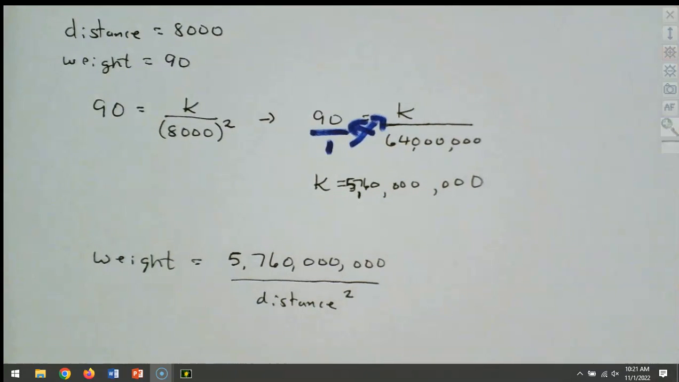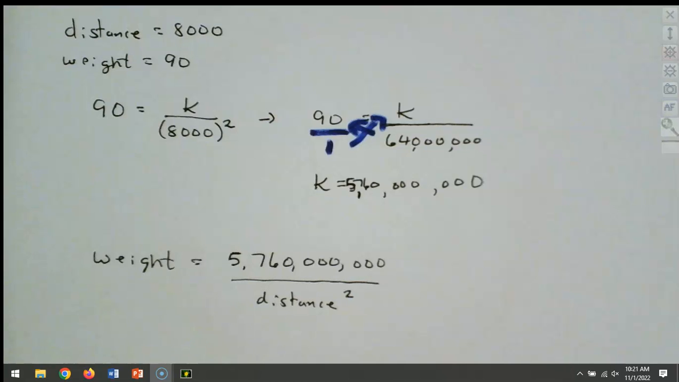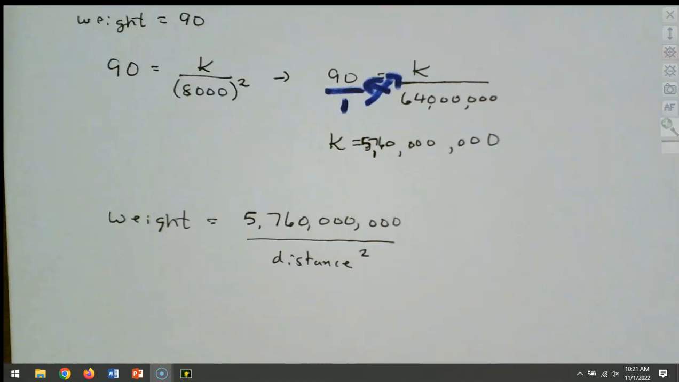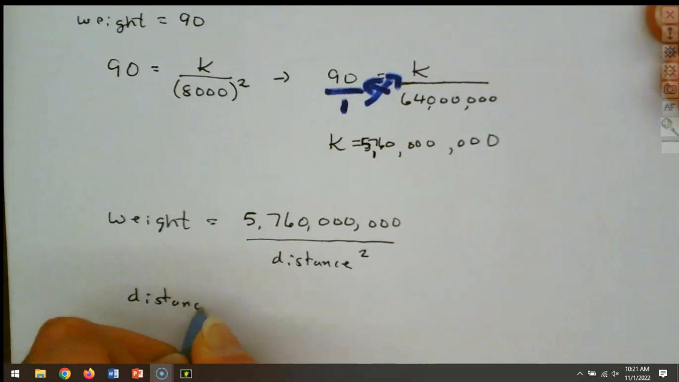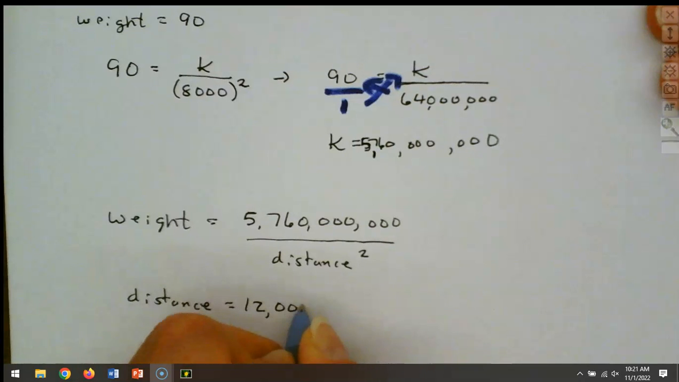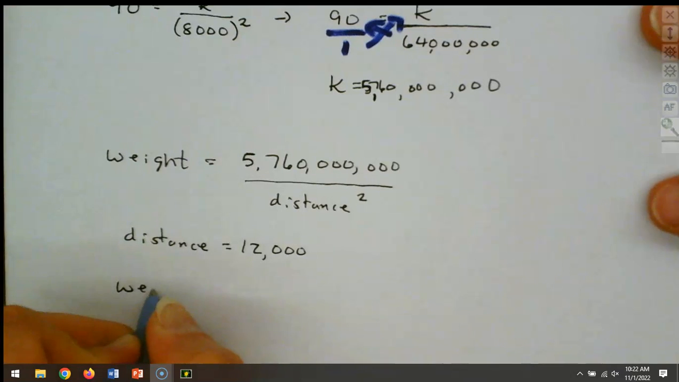Right, like I say, if you want to use scientific notation and you want to write this as 5.76 times 10 to the 9th power, you can do that too. It doesn't really matter. So scientific notation's fine. Standard notation's fine. So that's our formula. Now, what are we looking for? We're looking for the same object, but it's been moved now 12,000 miles from the center of the Earth. So its new distance is going to be 12,000. So we'll plug that in, and we'll find our new weight.